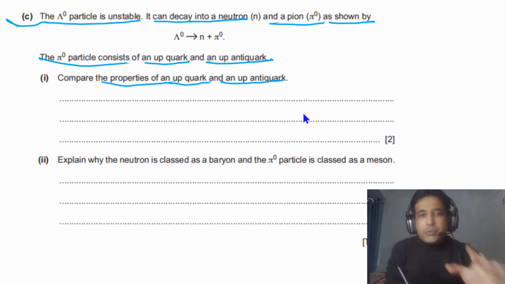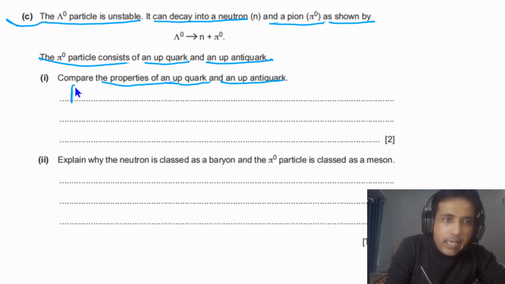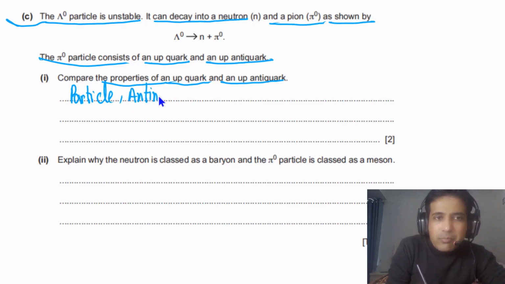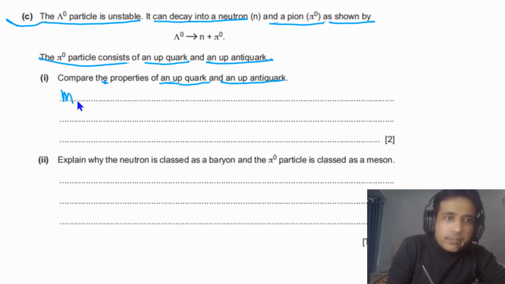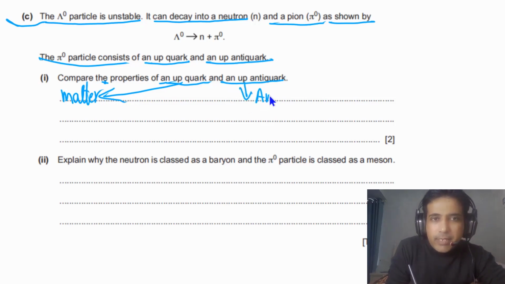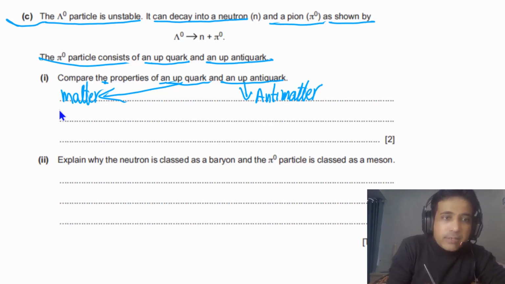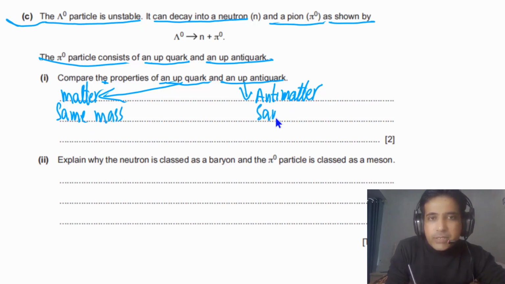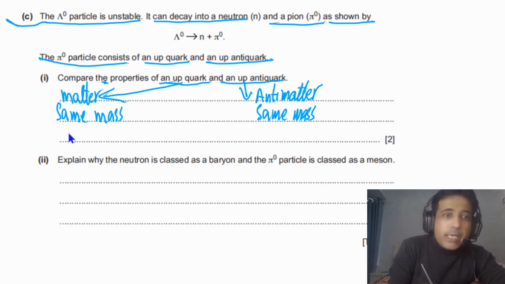So quark and anti-quark. First thing we can say is they are particle and antiparticle, or we can say matter and antimatter. So we can say in this case this is matter and this one is antimatter. Both particles have the same mass. Matter and antimatter have the same mass.